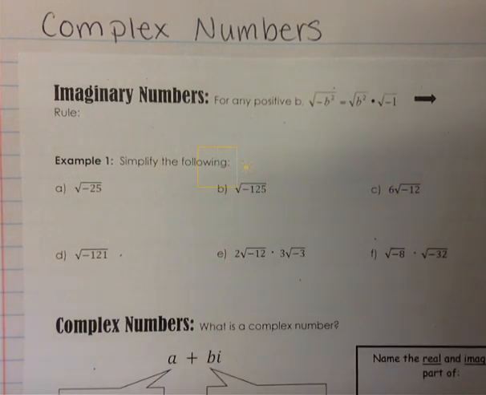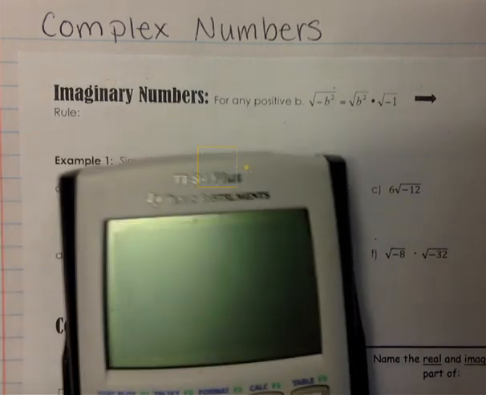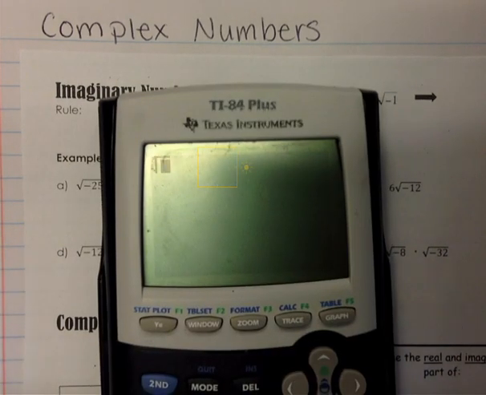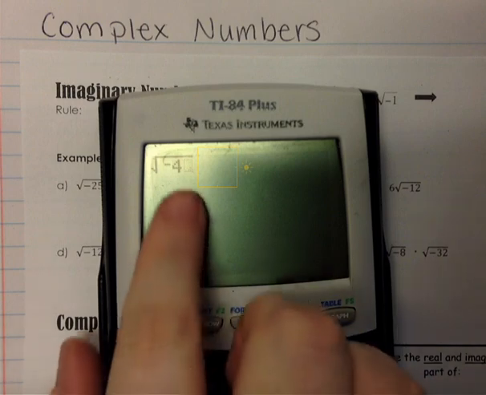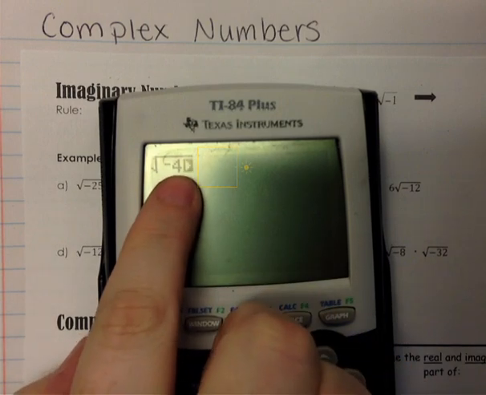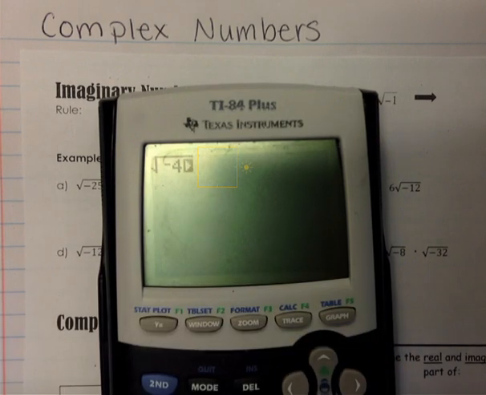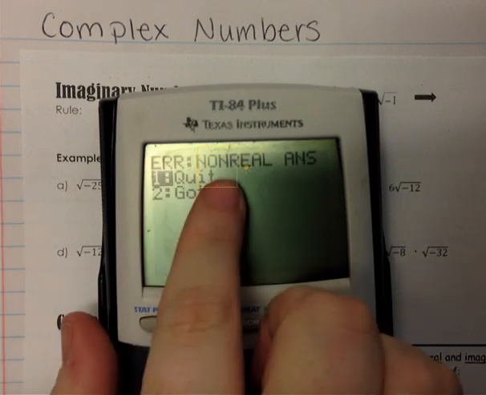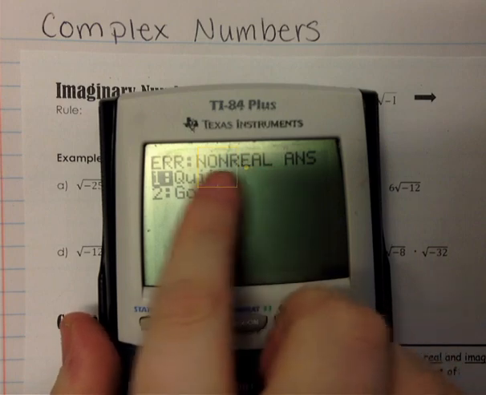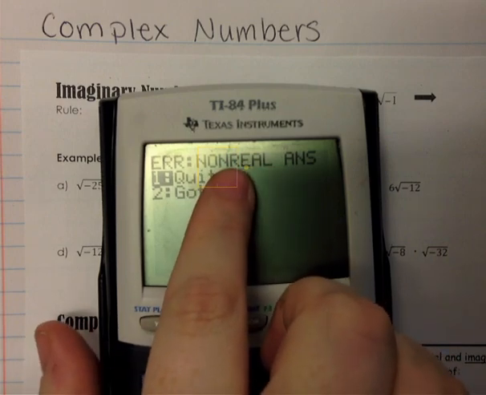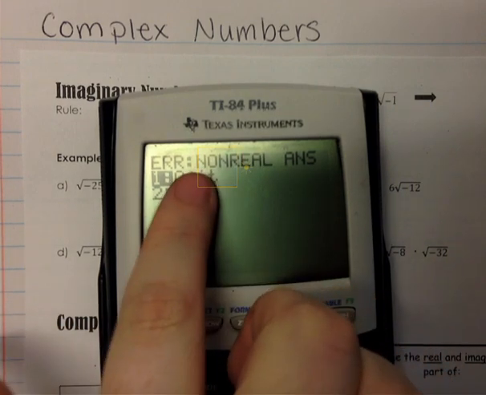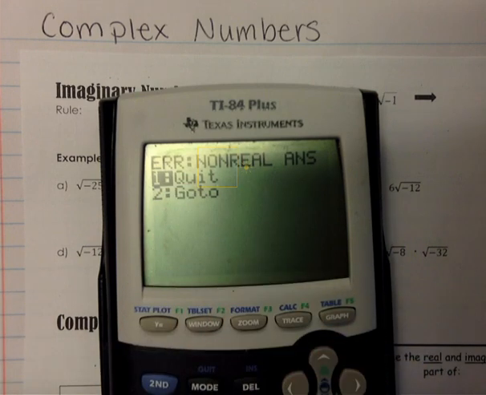So if I were to take the square root of a negative number, I'm just going to type in the square root of negative 4. I know that 4 is a perfect square, so I should get something with a 2 in it, because the square root of 4 is just 2. But if I press enter, it tells me error, non-real answer. Non-real is imaginary. That means I cannot take the square root of a negative inside my calculator.